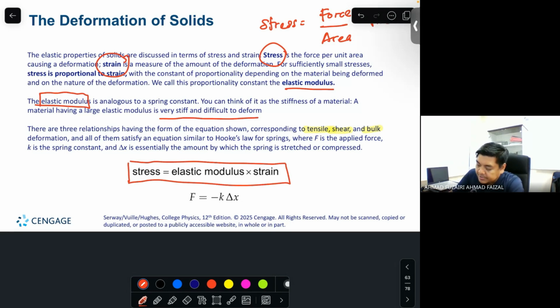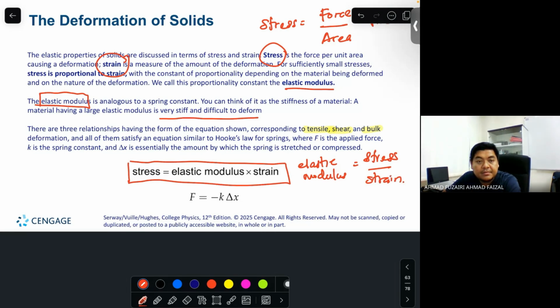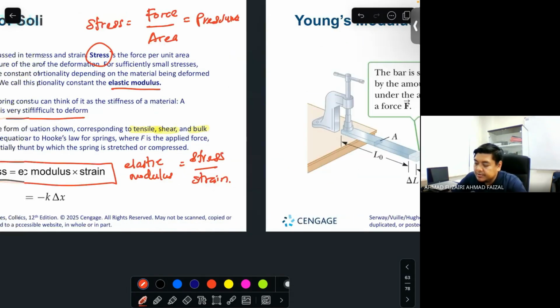Or I can put it that way: the elastic modulus is the ratio between stress and strain. Okay, let's go to the other parts.